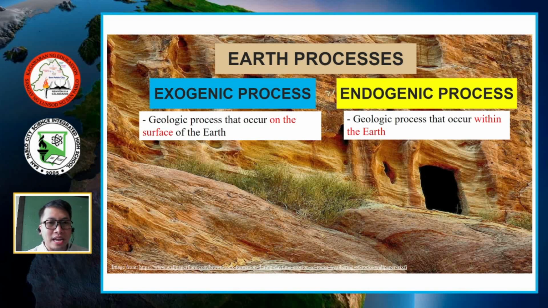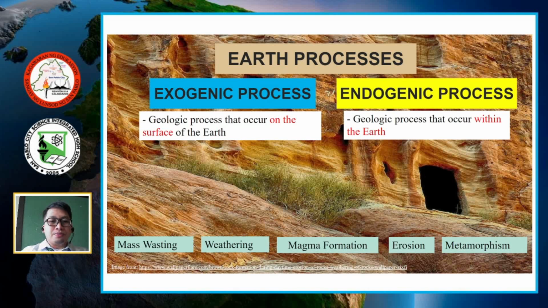Now, for us to understand these different processes, let's have the following examples. So let us classify whether these examples are exogenic or endogenic. Let's start with mass wasting. The common term for mass wasting is landslide. So mass wasting, landslide, exogenic or endogenic? It is exogenic. Mass wasting or landslide happens on the Earth's surface. What about weathering? Weathering on rocks happens on the surface of the Earth. It is an example of an exogenic process.